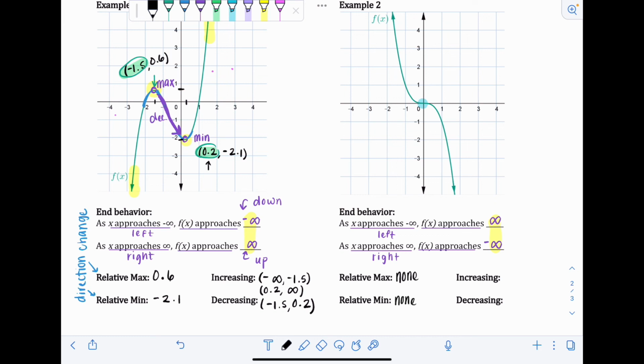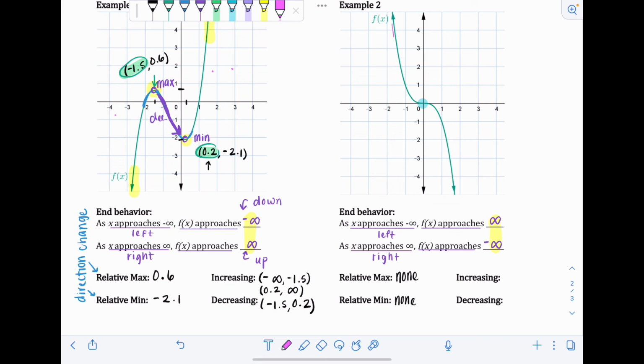Comparing it to the first example we did, there were changes of direction. The graph was going from increasing to decreasing, decreasing to increasing. So every point where it changed direction was a max or a min. This is just decreasing, decreasing, decreasing, decreasing. It doesn't ever increase. It doesn't ever flip back up. So it kind of leads us into increasing and decreasing.